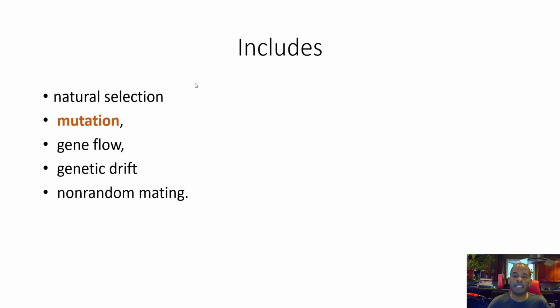So in addition to natural selection, which you watch the video, you answer those questions, you know the components that make up natural selection, there's also other things that contribute to microevolution. That's your key word. And these things include mutation, gene flow, genetic drift, and non-random mating.